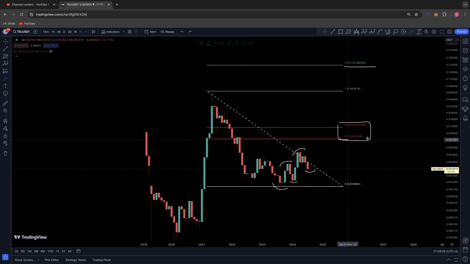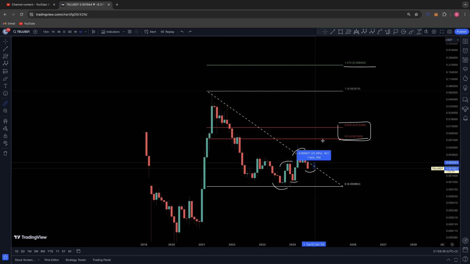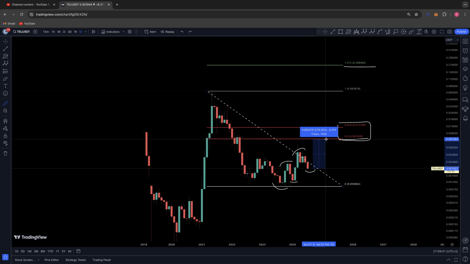So do expect Telcoin, probably in the next few months, potentially, if we do low ball out along this trend line that we keep talking about, to come up to 0.0074. Short to midterm, I would like to think. And that is a rough 280% towards 527% move.